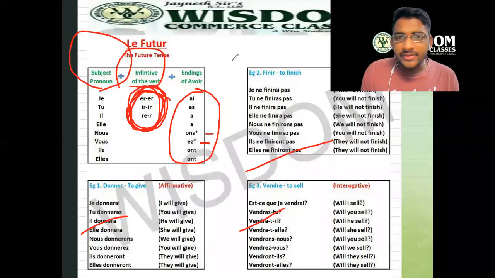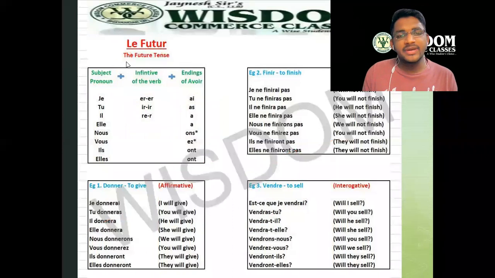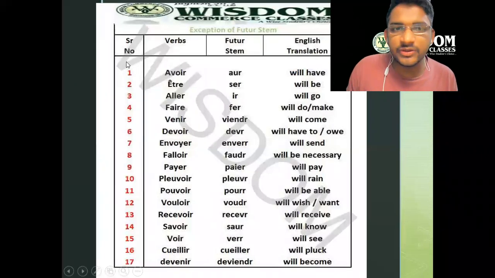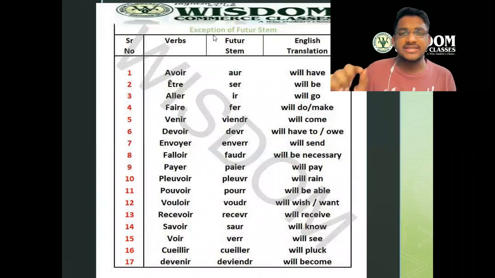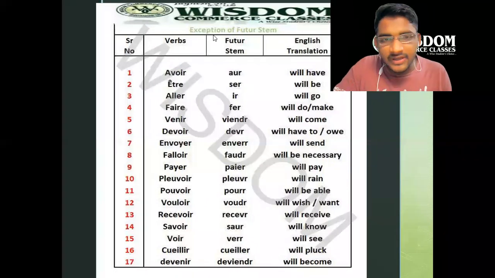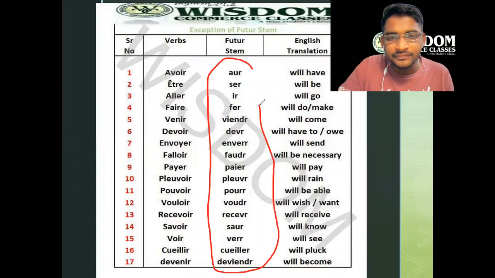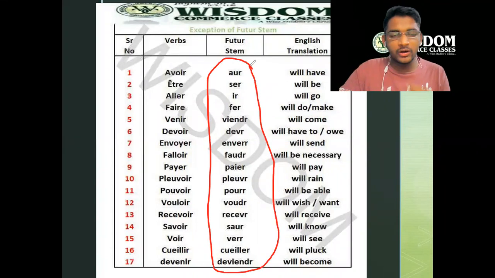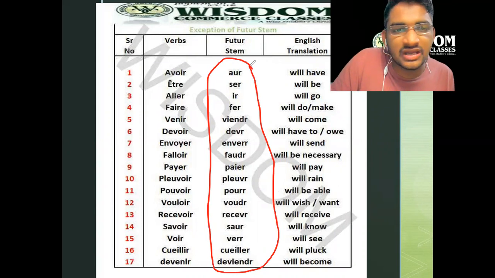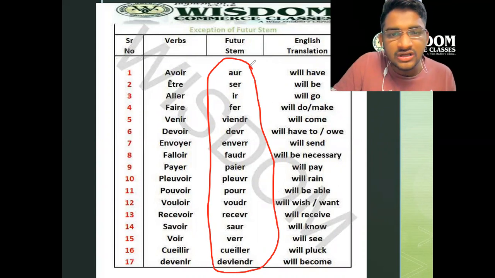और स्टूडेंट्स ये जो stem है ना वो फिक्स नहीं है, थोड़े बहुत वर्ब्स का कुछ स्टैम्प में अलग भी है, सो you can see मैंने एक लिस्ट भी दे दी आप लोग के लिए, and the list says exception of future stem. सबके लास्ट में अगर आप देखोगे स्टूडेंट्स future stem के लास्ट में कंपलसरी R आता है, लास्ट में R आएगा, if you just notice this thing. So avoir का AUR, être का SER, aller का IR, faire का FER, venir का VIENDR, the word DEVR, envoyer ENVERR, and so on.